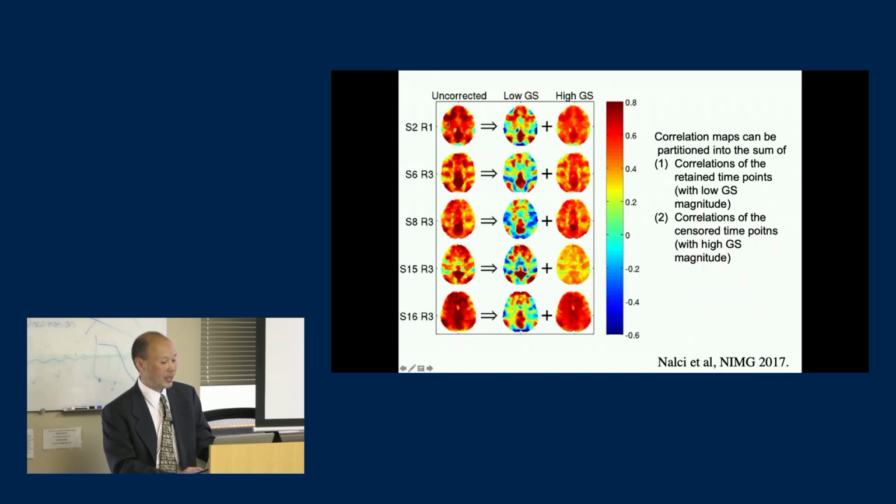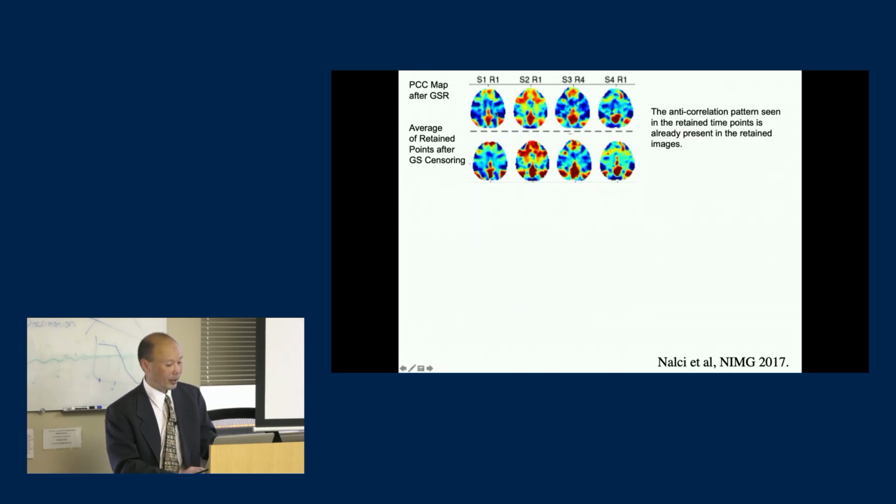So what it means is, anytime we do global signal regression, we're essentially decomposing our correlation map into some correlation map where there's low global signal and high global signal. It's essentially a temporal partitioning that you can think of as one way of doing it. And here's one thing that I think also adds to the suggestion that these anti-correlations are real, which is this is the traditional map you would obtain after global signal regression. Okay, so you see the nice default mode network and the anti-correlations.